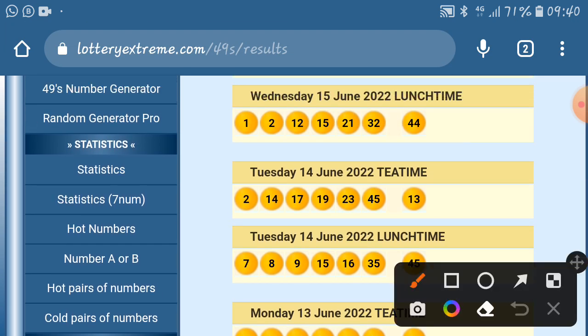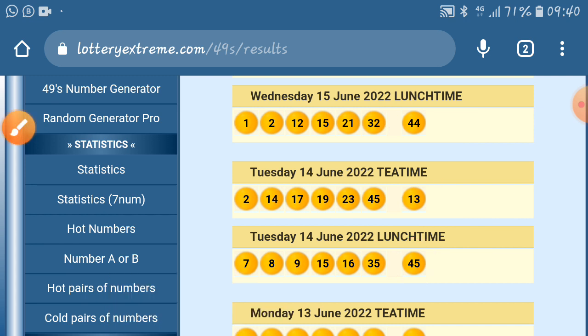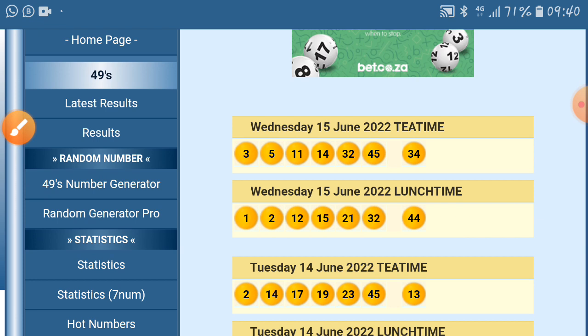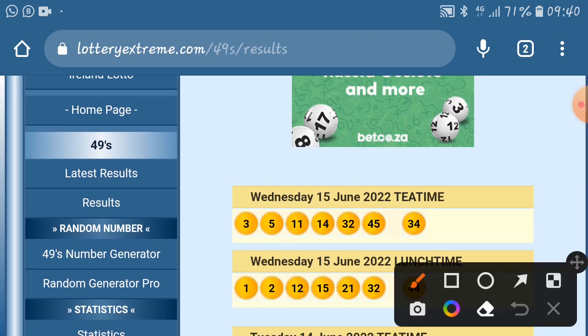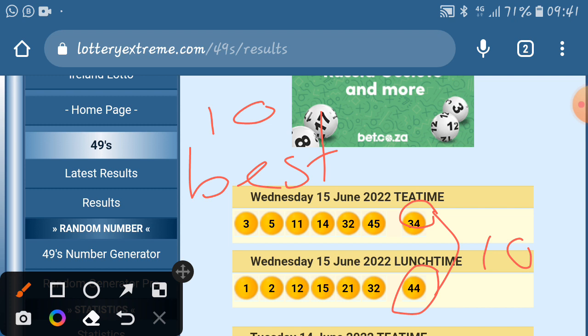You can see, for example, we've got 45 and 30 and 13, we get 32. There is 32. So now where we are, we have 34 and 44. If we subtract the 2, we get a 10. So I am going with 10 as one of my best numbers today. So we've got 10 as well. Okay, that's what I have for you.